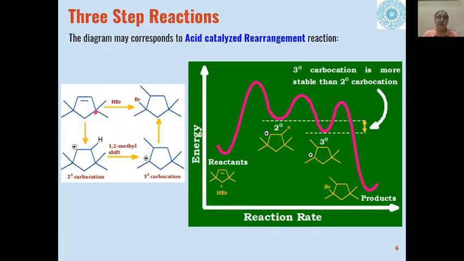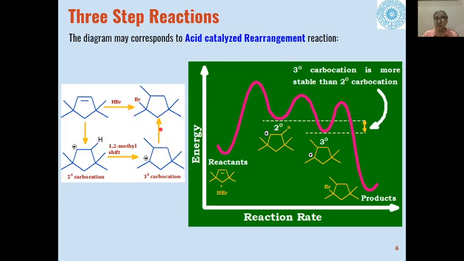Then that transition state will get converted into this type of intermediate, and we know that secondary carbocations are less stable than tertiary carbocations. So there is a possibility of a 1,2 methyl shift from here to this place, and we will get a more stable tertiary carbocation, and this tertiary carbocation will then react with Br negative and we will get the product.